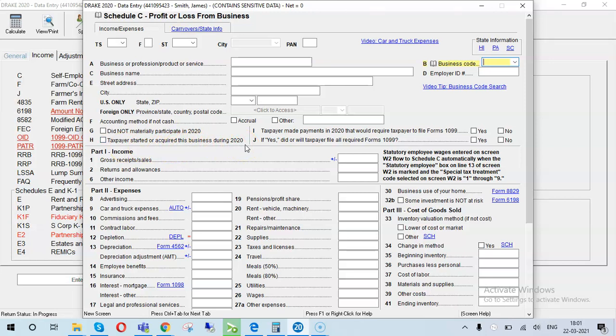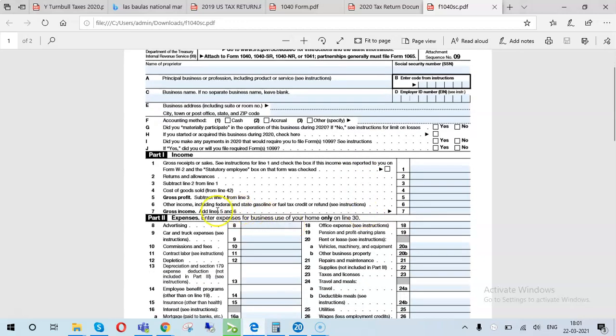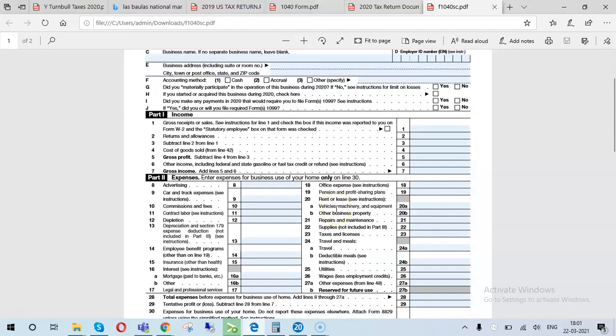Now coming to Part 1, the income portion. This is quite straightforward, which includes all the income, meaning all the activities involved to generate the income from your business. If I go to the form, here there is line 4, cost of goods sold. This is very important, but we will discuss it later.